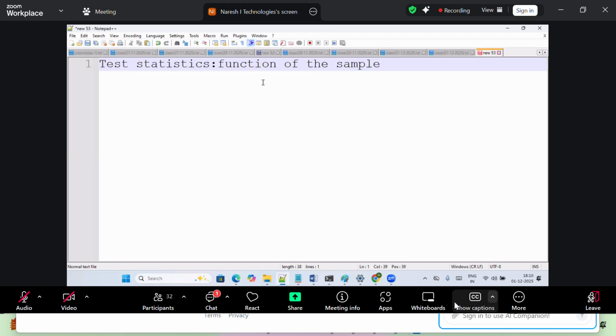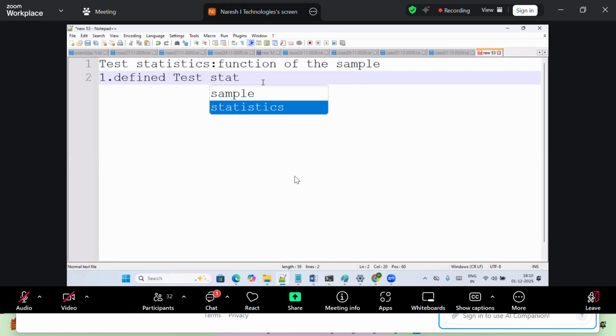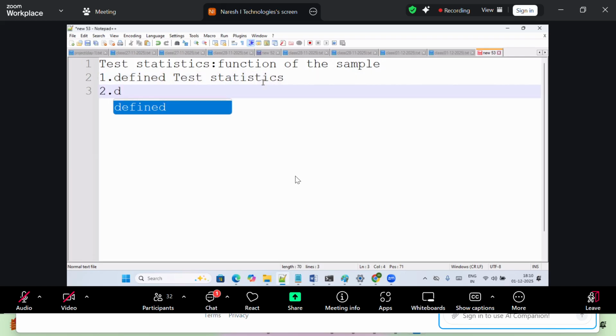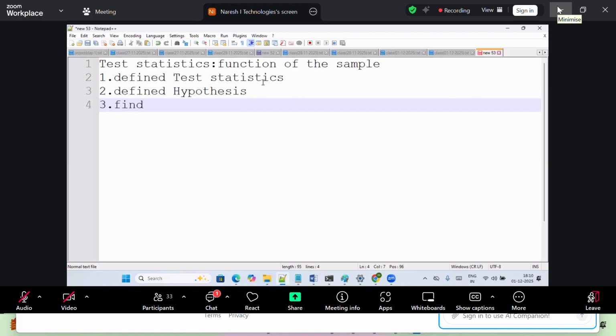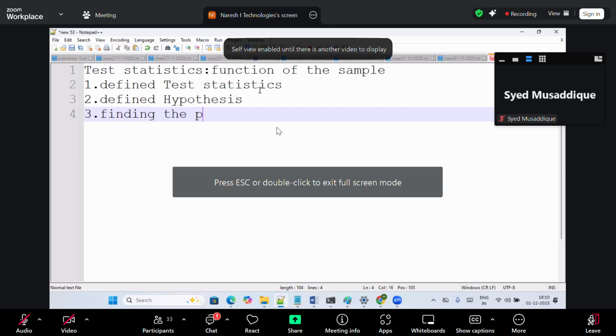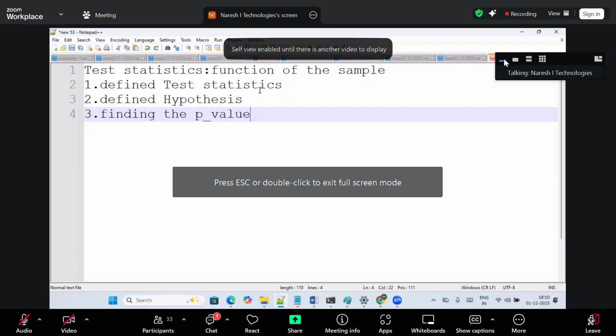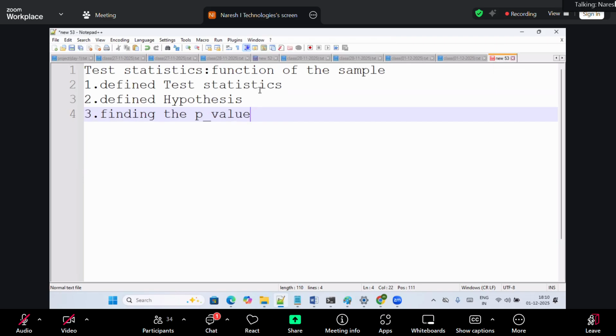So the first thing is we define a test statistic. Second, you define the hypothesis. And then we find the p-value. This is the general process of hypothesis testing.